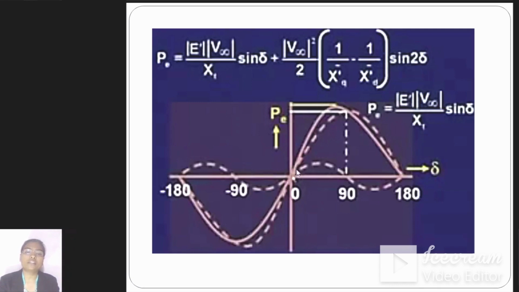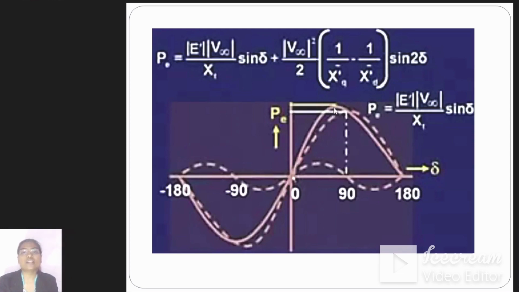So here you can see this dotted line, and this dotted line is for the cylindrical type of rotor. The cylindrical type of rotor produces this electrical power, and your smooth curve, which is slightly greater than this dotted curve, is the electrical power produced by the salient pole. So why is this happening?